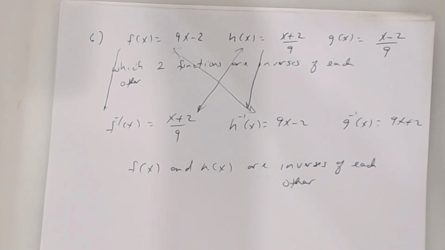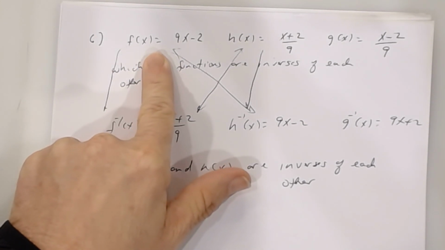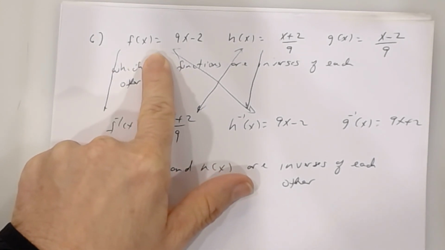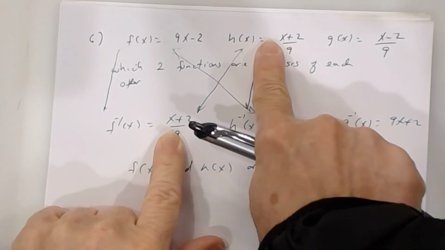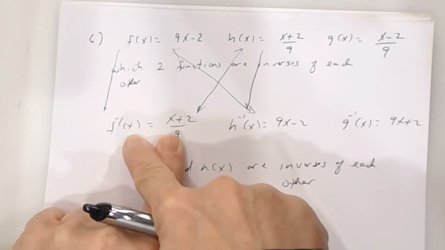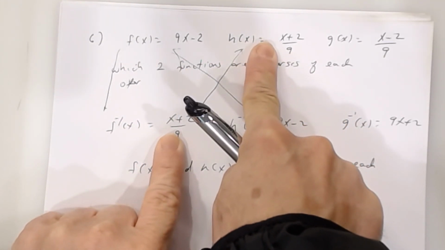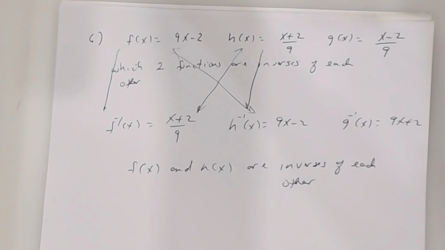Now, to be honest with you guys, all you really could have done was look at this one right here. F of x. What's its inverse? X plus 2 over 9. Which is this one, right? So the inverse of this one is really this one, and you're done. You can stop.